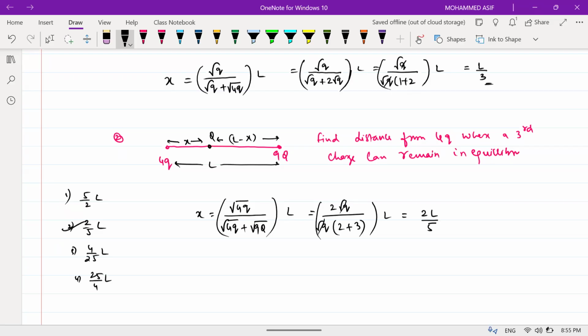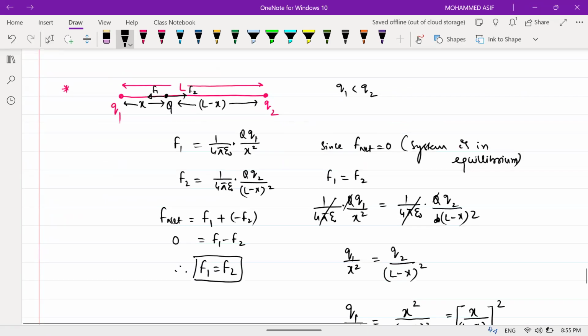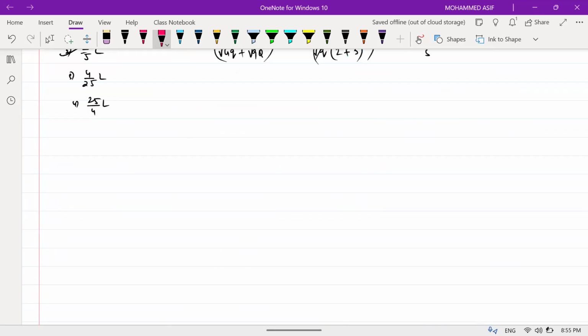Sir, this was the formula when both of the charges were positive. Q1 and Q2, both of them were positive. If one is negative and one is positive, then what will we do? Same formula, but just change the condition.